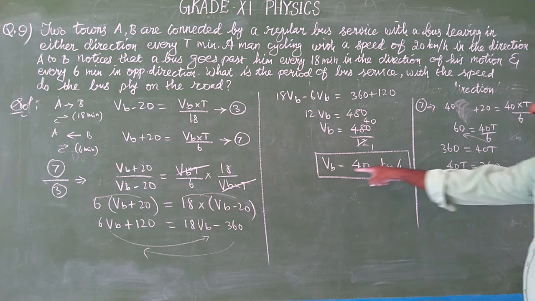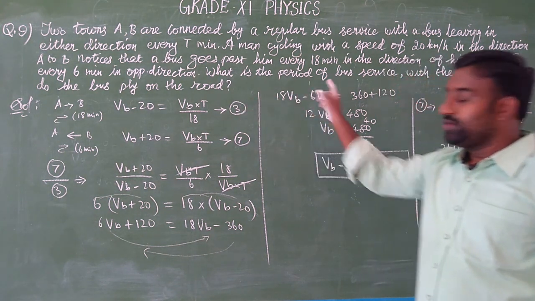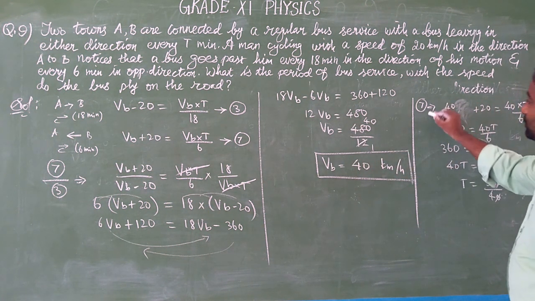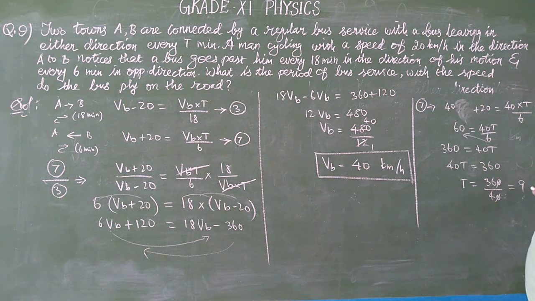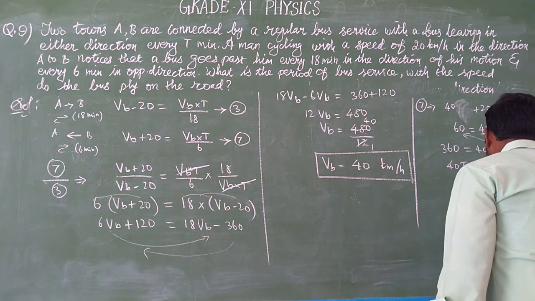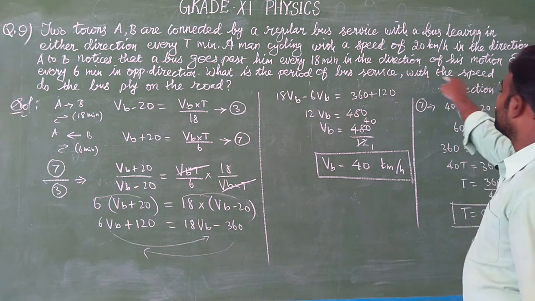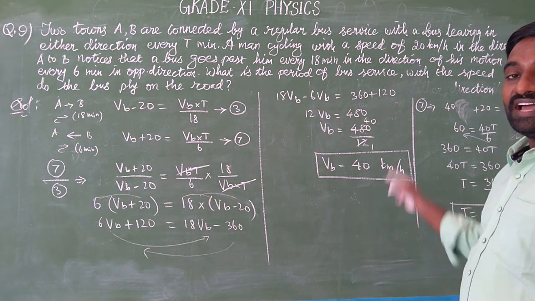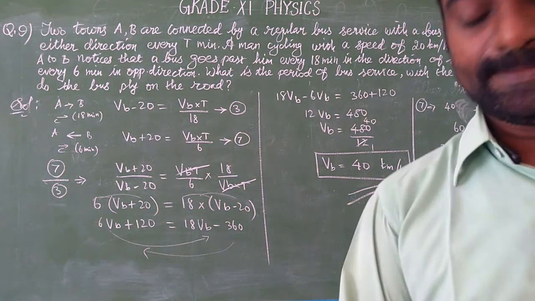So already we found the velocity of the bus. You substitute this velocity of the bus in any one of these equations and you can determine the time period. I substituted the velocity of the bus in the 7th equation, and finally I got the time period, which is equal to 9 minutes. So T is equal to 9 minutes. So the time period of the bus service between the towns is 9 minutes, and what is the speed of the bus? It's 40 km per hour. Thank you.